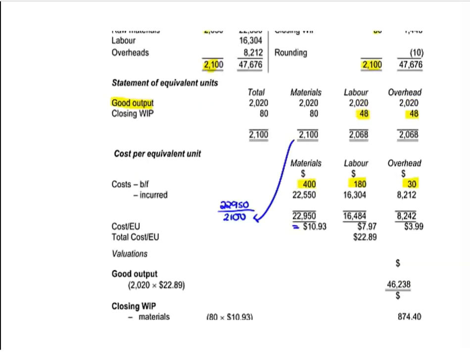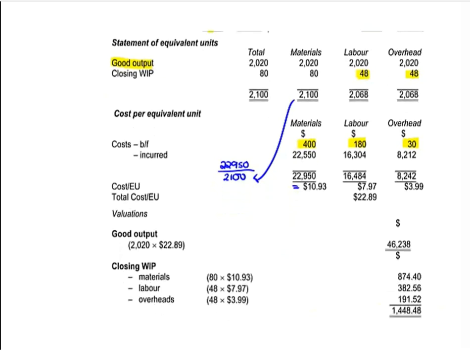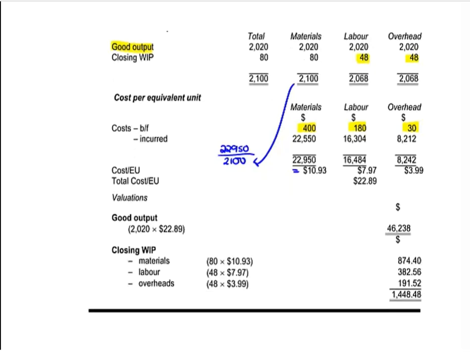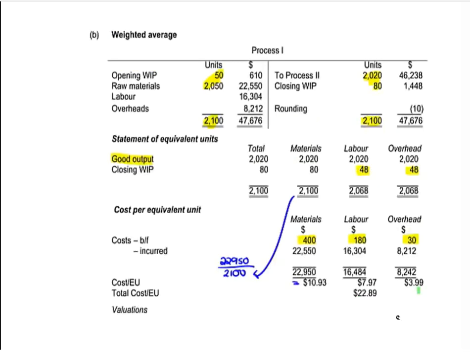When we do our valuations then, the good output is just the cost per equivalent unit multiplied by all of those units that were finished off. We don't need to worry about whether or not they were started and finished or any costs brought forward, because we've already included all of those. And then we value our closing WIP by looking at the equivalent number of units by the cost per unit. And we take those figures and pop them back into our T account. So 46,238 for good output and 1,448 for closing work in progress.